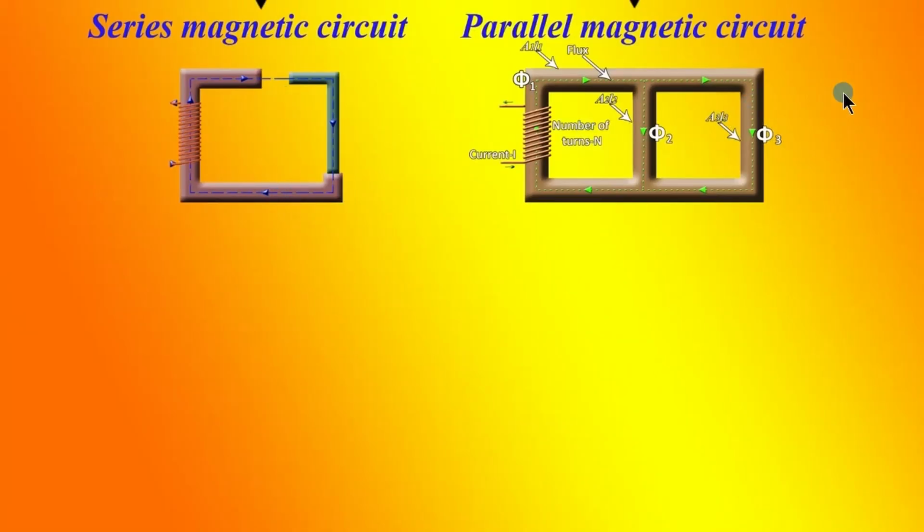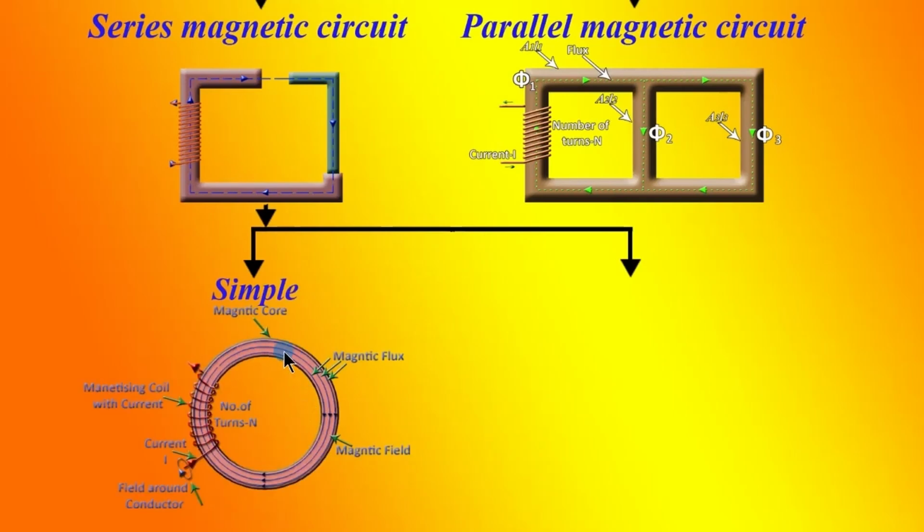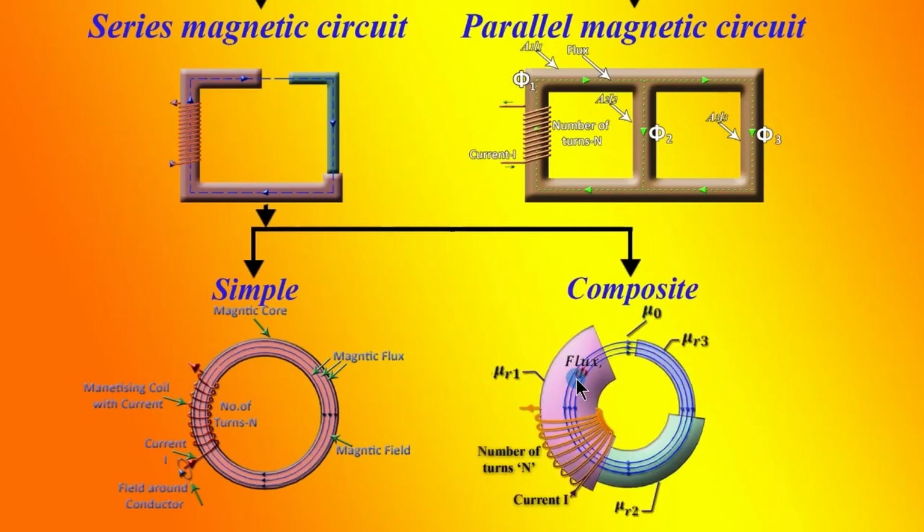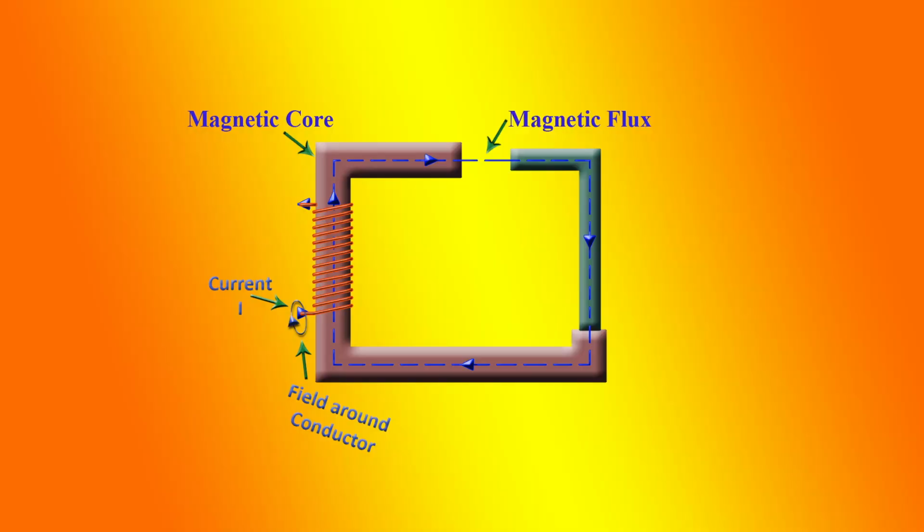Series magnetic circuit can further be classified into two. One is a simple series magnetic circuit, where throughout the material the same core is there. The reluctance of the core is the same, and the dimensions will also be the same. Another type is the composite series magnetic circuit, in which the series-connected magnetic materials have different reluctances, μr1, μr2, μr3, μ0, different areas of cross section, different lengths, etc. In this class, we will study series magnetic circuits.